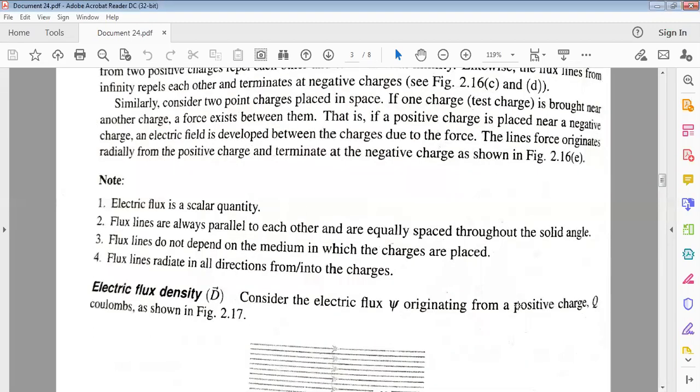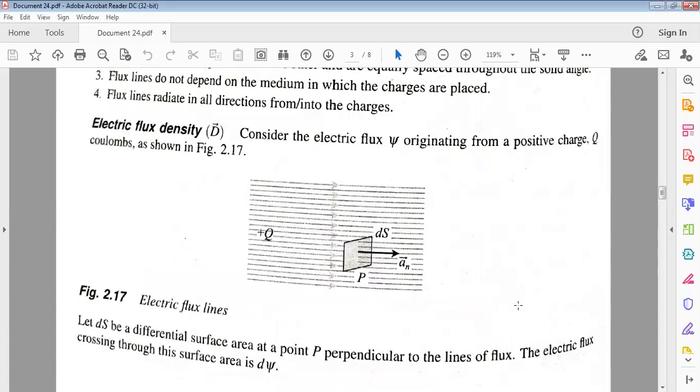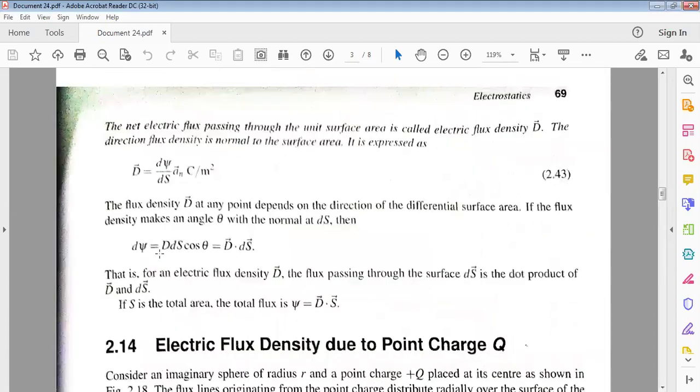Next, electric flux density. The electric flux density is defined with D. D equals psi by S, flux per area. But it is not confined to a specific area, so it is always considered in differential form. So D equals d psi by ds. The electric flux density D at any point depends upon the direction of the differential surface area. That's why d psi equals D dot ds.